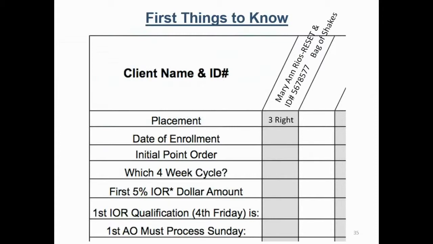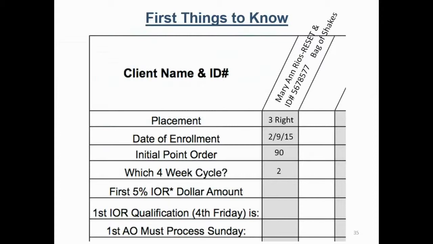Next is, where did I place Marianne? Well, I placed her in my Business Center 3 right side, so you're going to write that down. What day did Marianne sign up? She enrolled on February 9th. How many points did she order? She ordered 90 volume points. She ordered a reset and a bag of shakes, so that's 90 points.